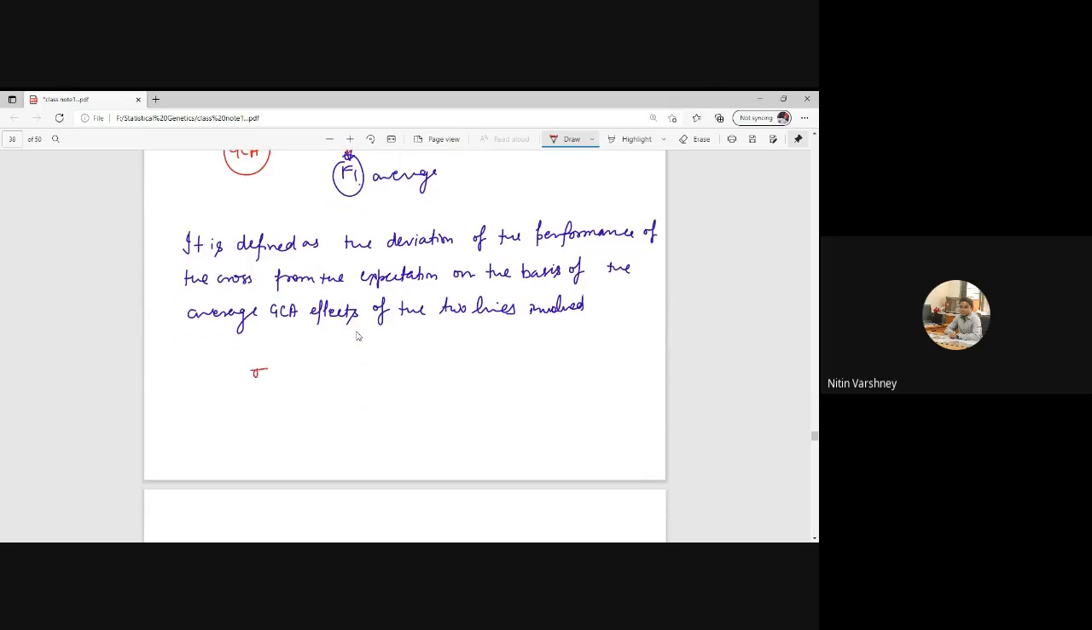So sigma square SCA is equal to sigma square D plus half sigma square AA plus sigma square AD plus sigma square DD. So what is this? This is dominant deviation. This is additive genetic effect. This is the interaction effect between additive and dominant, and this is the combined effect of dominant deviation. So this formula is for sigma square SCA. Okay.